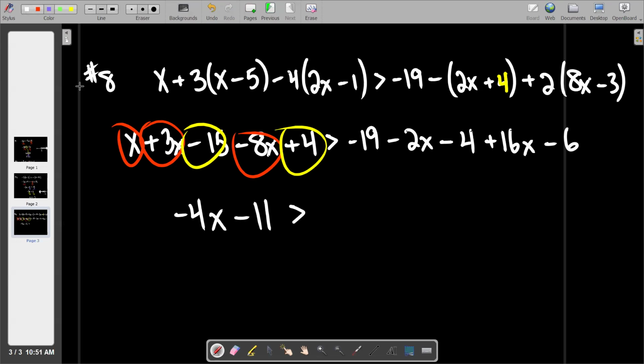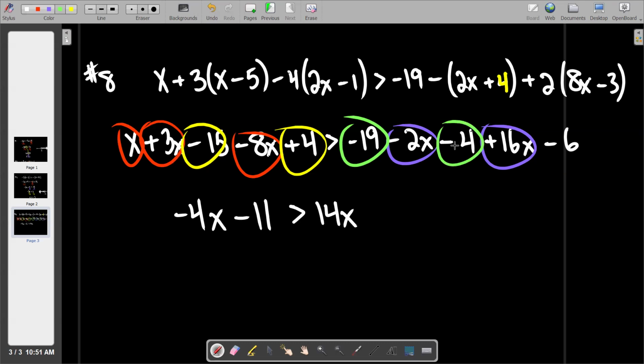On the right-hand side, I'm going to do the same thing. I'm going to color code my x's, my negative 2x and my plus 16x come together to make 14x. And then all of these green ones, negative 19 minus 4 is negative 23. Negative 23 minus 6 more is negative 29. Kudos if you got this far. And now it's go time. It's time to actually solve the problem.